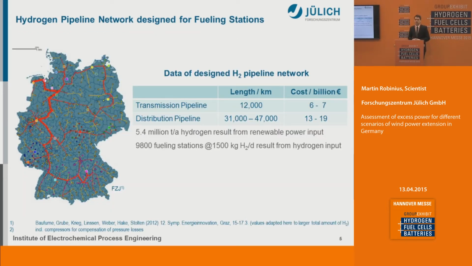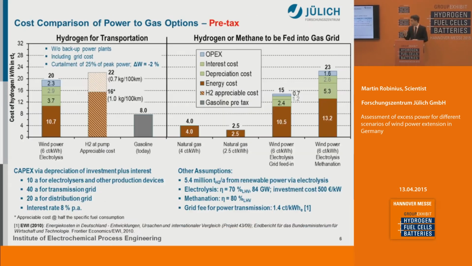As you can see here, in our institute we made a scenario where we use a hydrogen pipeline grid for Germany, which we can see here, which costs about 6 to 7 billion euros for a transmission pipeline grid, and about 13 to 19 billion euros for a distribution grid. And why should we use something like a hydrogen pipeline grid? The answer you can see here.